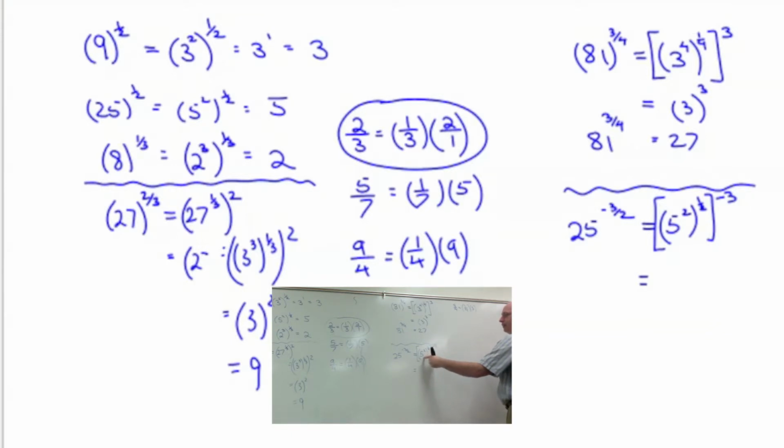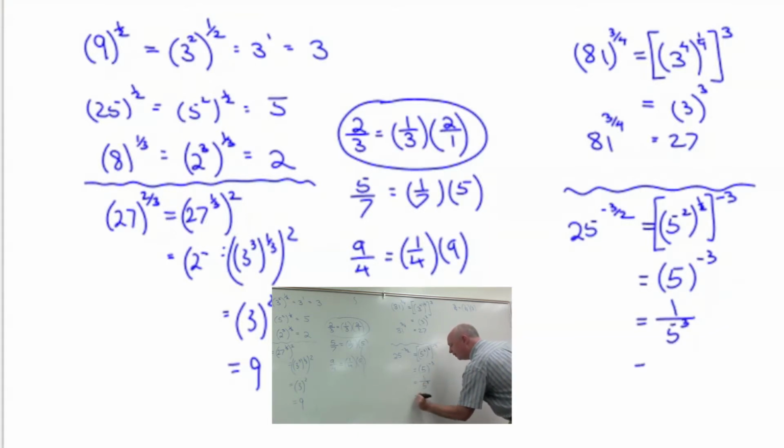5 to the first, better known as 5, raised to the negative 3. Well, how do I figure out what 5 to the negative 3 is equal to? You drop it to the bottom, so this becomes 1 over 5 cubed. What's 5 cubed? 25 times 5, which is 125. So 25 raised to the negative 3/2 power is 1/125.